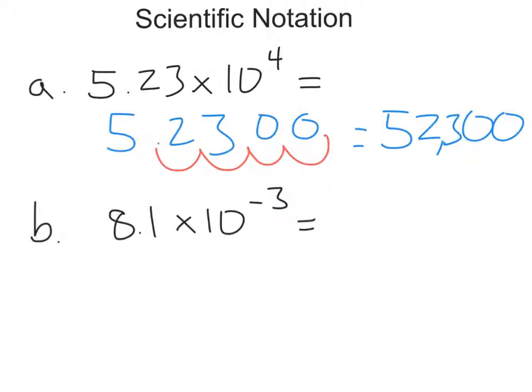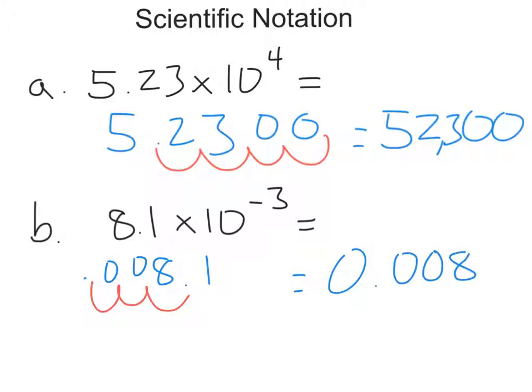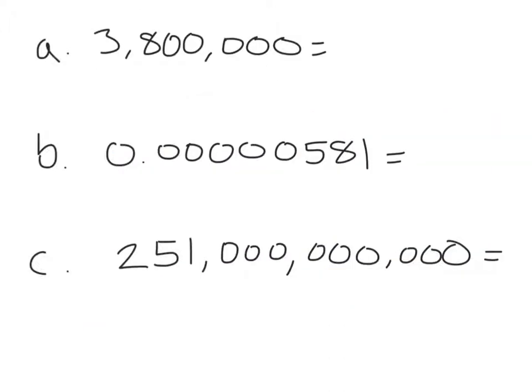Okay, similarly for the second example, this time we have a -3 power. Negative means we're going to move it to the left 3 times, right? So positive 4, 4 to the right; -3, 3 to the left. Take your 8.1, take the decimal, move it 3 times to the left. 1, 2, 3. These are zeros. The decimal point's in front now, so our answer will be 0.0081.